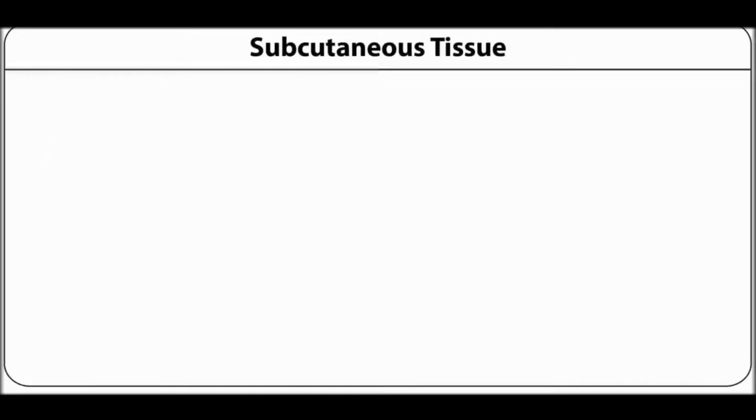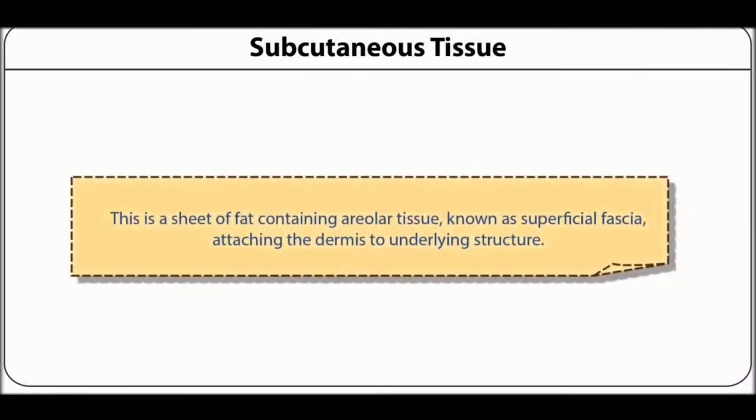Following the dermis lies a layer of subcutaneous tissue, which can be understood as a sheet of fat containing the areolar tissue known as the superficial fascia, and it attaches the dermis to the underlying structure. Together, the epidermis, the dermis, and subcutaneous tissue form the human skin. The skin is also involved in metabolism, so we have a process referred to as skin metabolism.